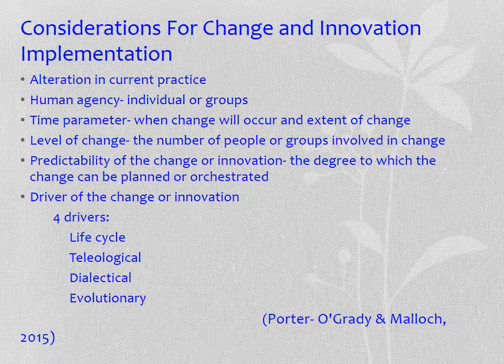Considerations for change and innovation implementation. There must be an alteration in the current practice. Human agency must be involved, which can be an individual, a group, or many groups. A time parameter should be set up as to when the change will occur and to the extent of the change. The level of change incorporates the number of people or groups involved in the change, the predictability of the change or innovation, and the degree to which the change can be orchestrated or planned.